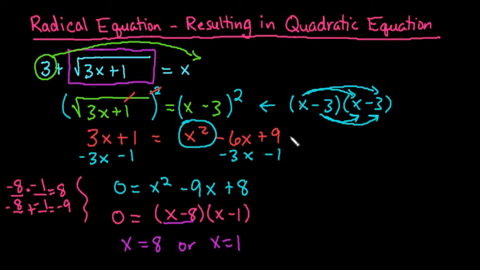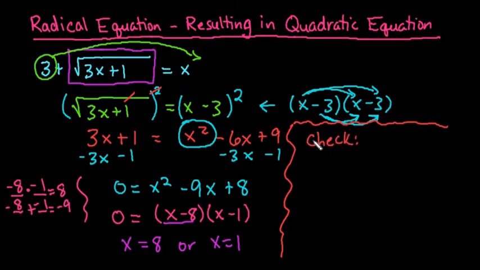Make sure that you check your work. If you don't check your work on this, you're most likely going to end up with the wrong answer because most likely only one of these solutions is going to work. It is possible that neither one of them will work. So you always want to check your solutions with radical equations because of the extraneous solutions.